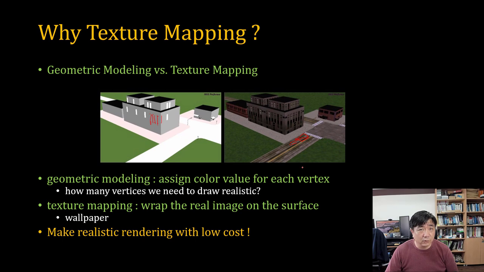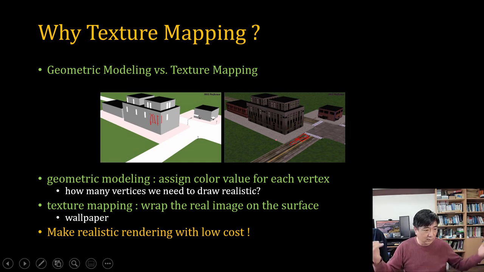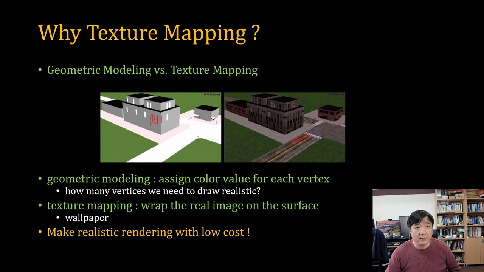So to solve this problem and to get a more realistic rendering result, a new idea appeared. That is texture mapping. Texture mapping is very similar to wallpaper on our wall. We take an image, a bitmap image, and then map it onto geometry. We can get quite realistic rendering with very low cost, and it is very easy to implement on a modern GPU.